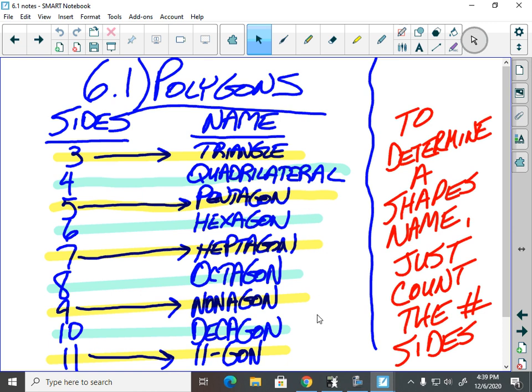It might say, what is the name for a nine-sided polygon? And all you would have to do is look at your notes and see nonagon and just choose nonagon. Or what is the name for a five-sided polygon? Pentagon. And you just write down pentagon, quadrilateral, hexagon, heptagon, octagon, decagon.